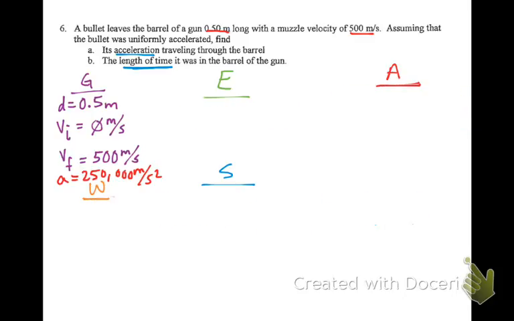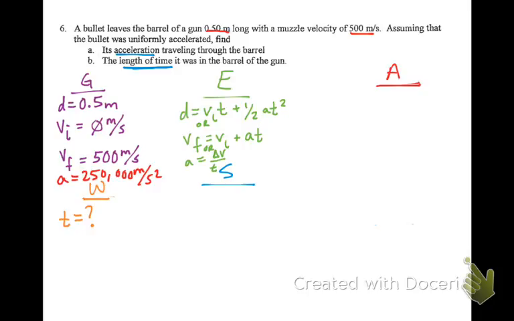So our wanted for part B is our time. What equation are we going to use? You can use pretty much any equation that deals with time. So you can use d equals VIT plus 1/2 AT squared, or you can use VF equals VI plus AT, or you can use this equation here.